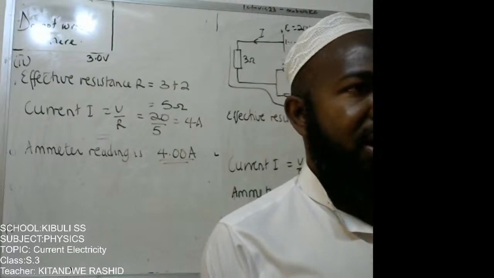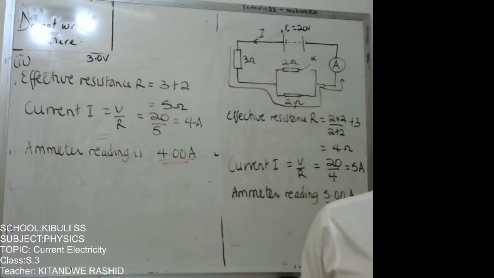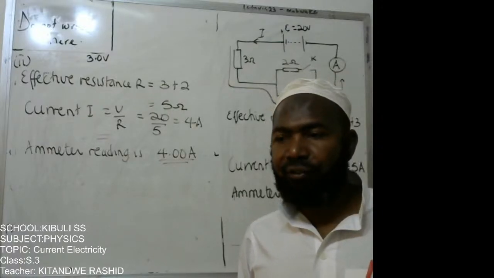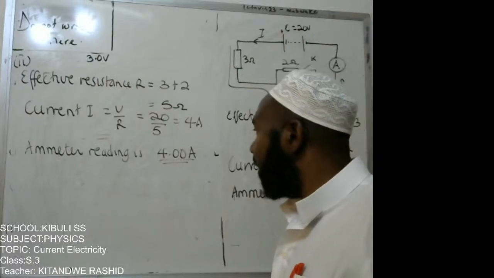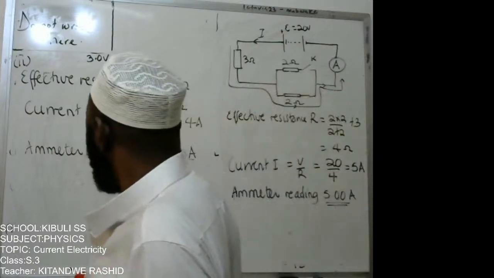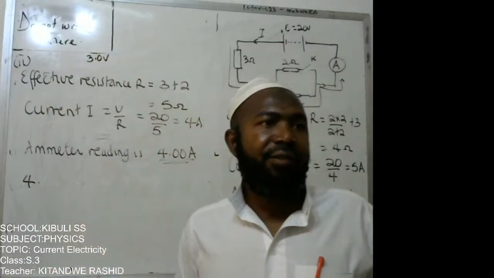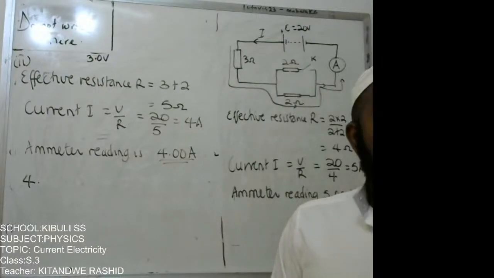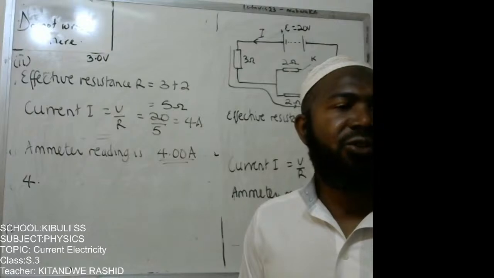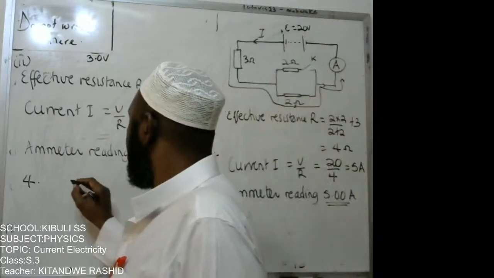I hope by now, maybe we try the last example. I'll give you the last example before you go to the activity which you will produce next week. The example 4. We are having a battery of EMF 10 volts, negligible internal resistance, connected to the resistors as shown in the diagram. The diagram is here.